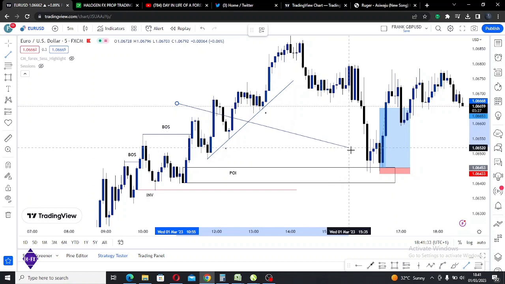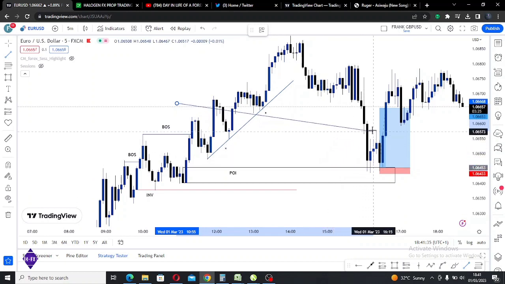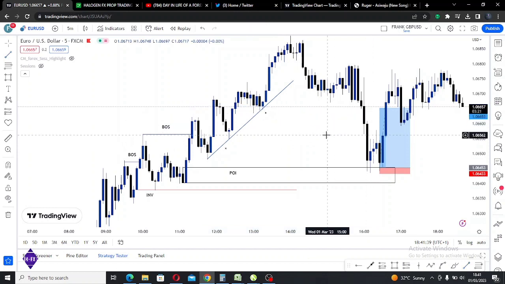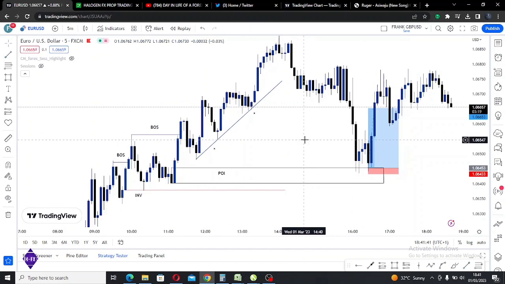Finally price came in, tapped in, and gave me my entry model, which I took the trade, and finally hit TP. So guys, catch you in the next video.